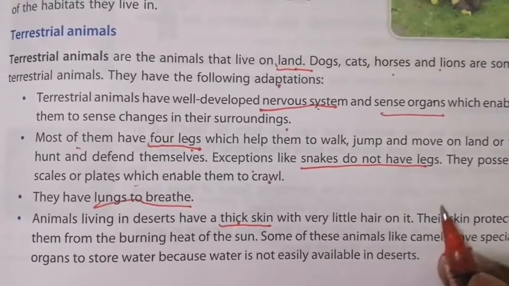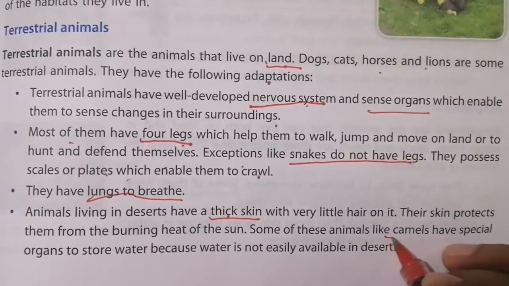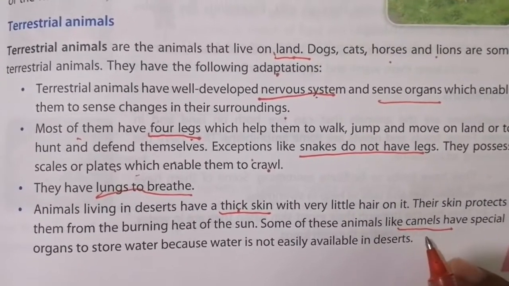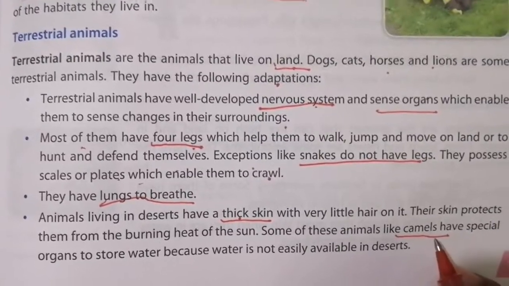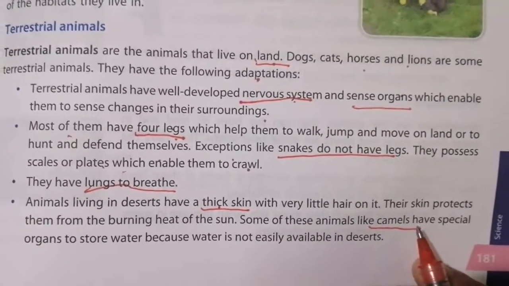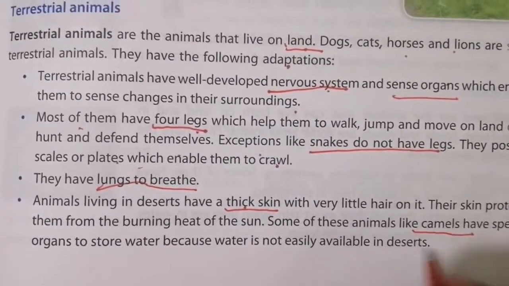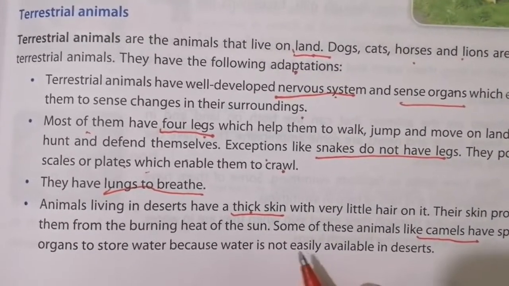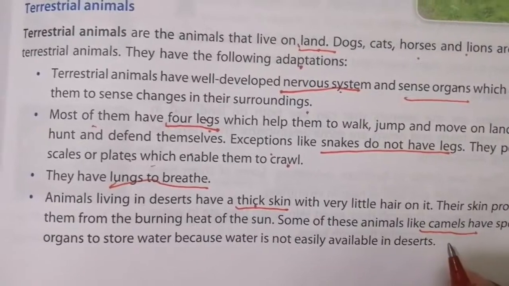Some of these animals are what? Camels, ship of the desert. Do you remember? In lower class you have learned, right? Camel is called the ship of the desert. So camels have special organs to store water because water is not easily available in deserts.